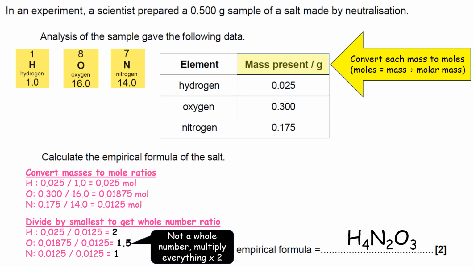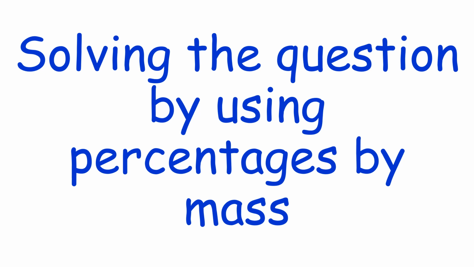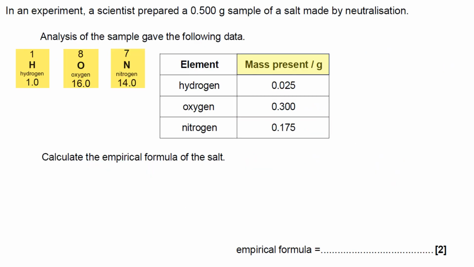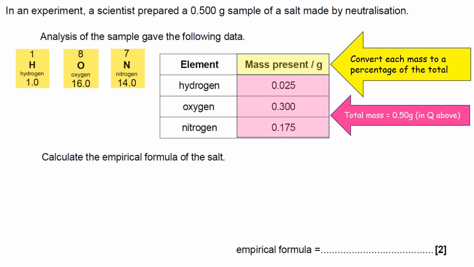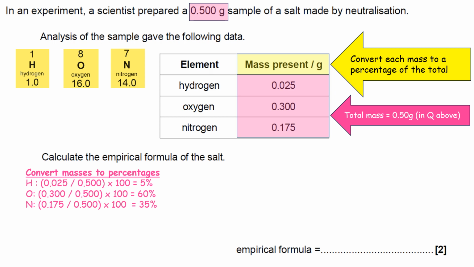Now I'm going to do the calculation using percentages by mass to take you to the same place. So coming back to where we were, this time round you convert each mass to a percentage of the total. So obviously it gives you it in the question, but if you take those numbers and add them up, that will give you 0.5. So what you do is you take each mass and you divide it by 0.5 and then multiply by 100. So that gives you 5% for hydrogen, 60% for oxygen, and 35% for nitrogen. Just doing a quick check that our percentages add up to 100, which they do.